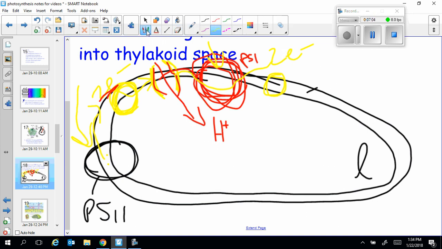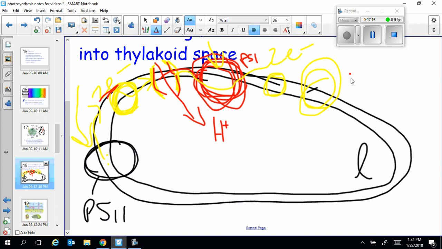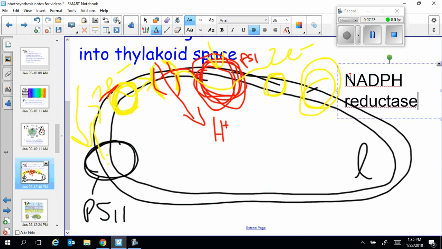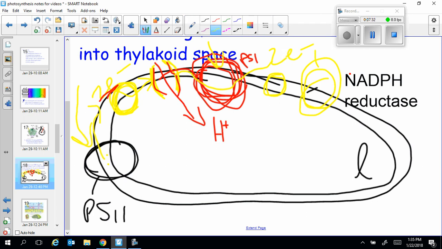Okay, eventually these electrons are going to end up in a molecule that is known as NADP reductase. I'm going to type that. NADP reductase. The ASE tells you it's an enzyme. So what this molecule is able to do, I don't want that color. Yeah, let's use red.